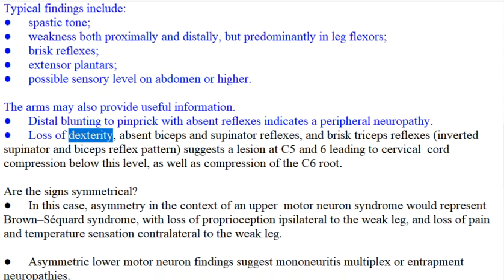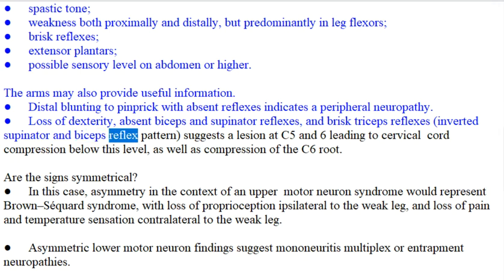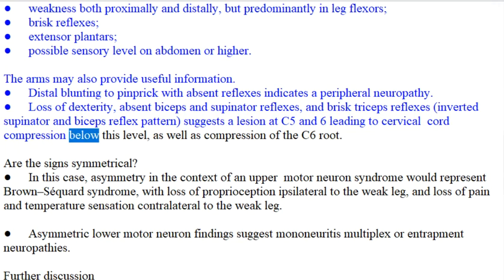Loss of dexterity, absent biceps and supinator reflexes, and brisk triceps reflexes, an inverted supinator and biceps reflex pattern, suggests a lesion at C5 and 6 leading to cervical cord compression below this level, as well as compression of the C6 root.